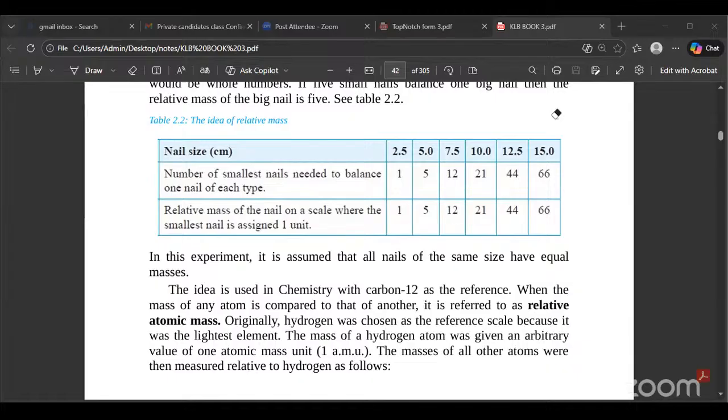Now, when we are talking about the RAMs, or the relative atomic mass, there is how it was done. Previously, they used to use hydrogen.